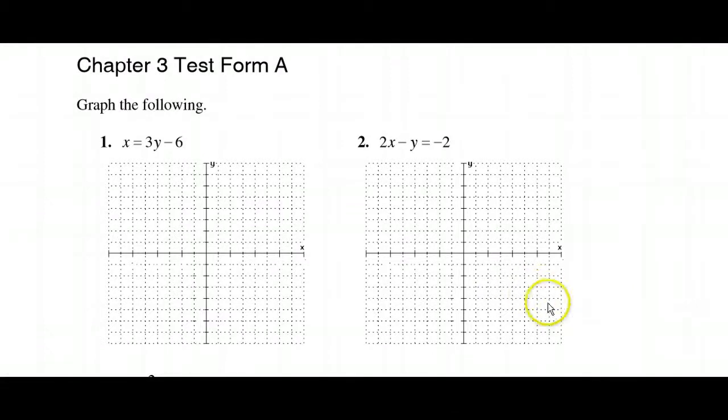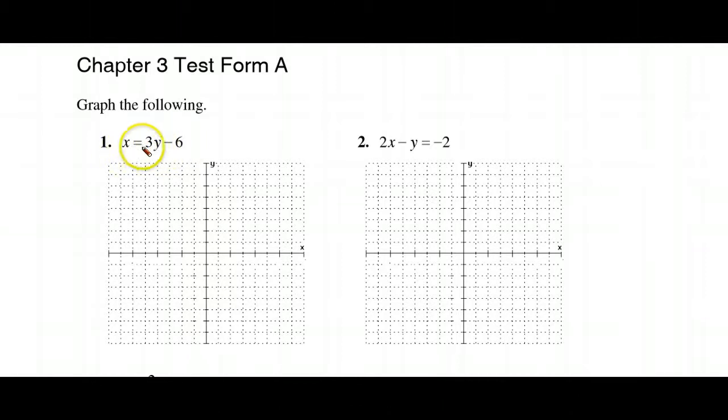All right, we're going on to a test of Chapter 3. Form A is the one we're using. And again, we're looking for strategy, a quiet area, focused, reflecting on what tools you have in your own little toolkits. And we're asked to graph this particular linear equation.